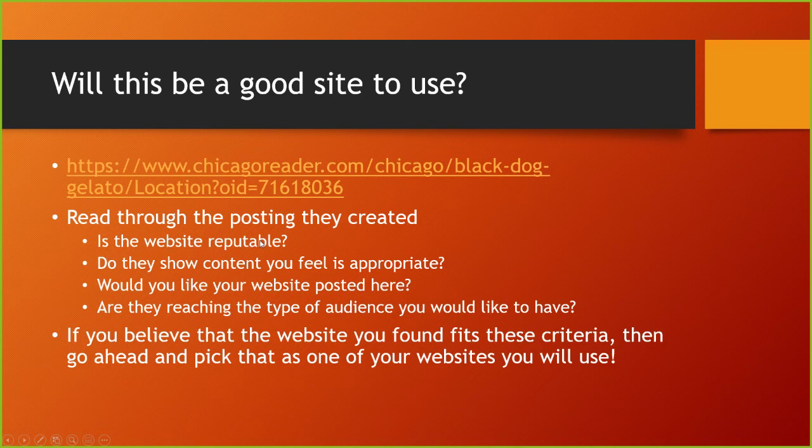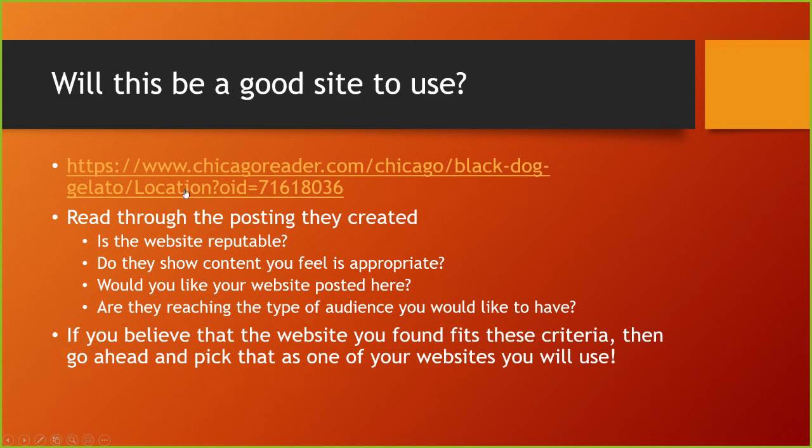Is the website reputable? Are you going to get in trouble if someone knows that you're linking to this website? Do they have content that you feel is appropriate for your usage? Would you like to have your website posted here? I think the Chicago Reader, it's going to be pretty cool to say, hey, I'm in the Chicago Reader, this is my company. And then, of course, I believe the most important one as well would be, are you reaching the type of audience that you would like to have? And that's going to be crucial for the 5 websites that you have, because, again, you don't want links that are random. If you're on a tourist website and you click a link to a plumbing company, as we saw earlier, that's going to look a bit weird, and it's going to look like we're a bit more scammy or spammy. So you want to make sure that you have links to websites linking to you that are appropriate.